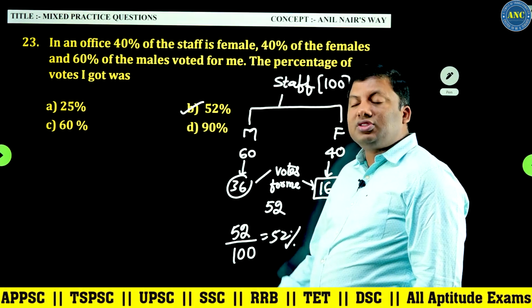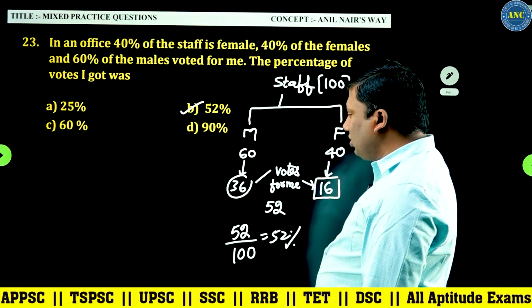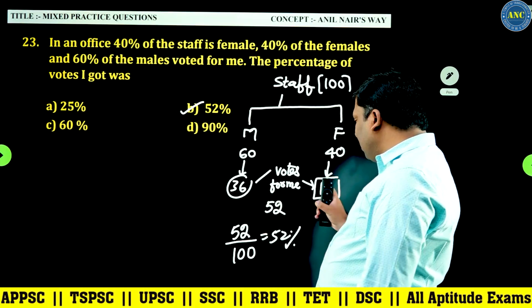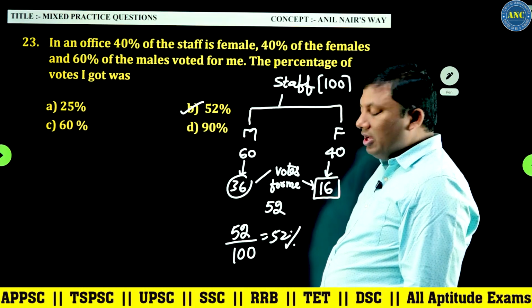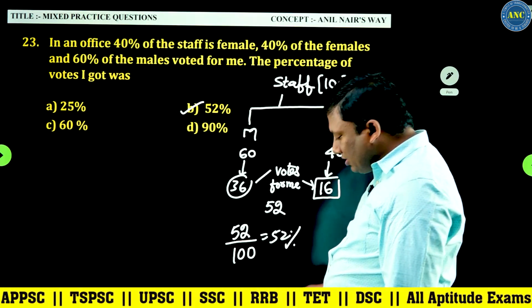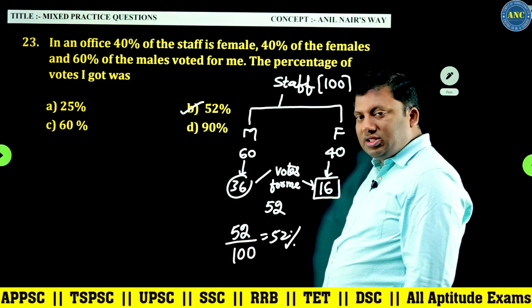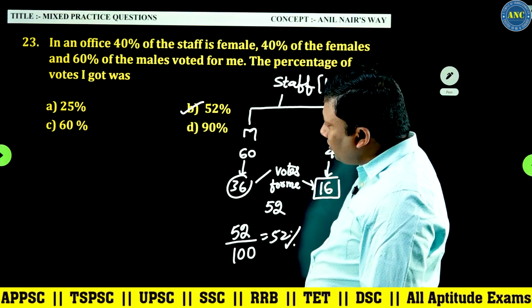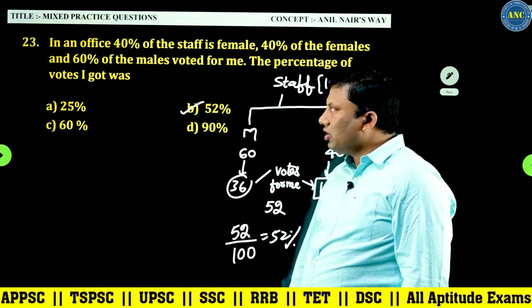Here you can use the concept of rightmost non-zero digit. 6 plus 6 is 12. The rightmost non-zero digit of the answer has to be 2. Only one option has that rightmost non-zero digit.